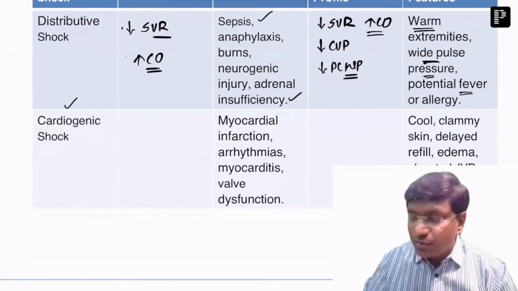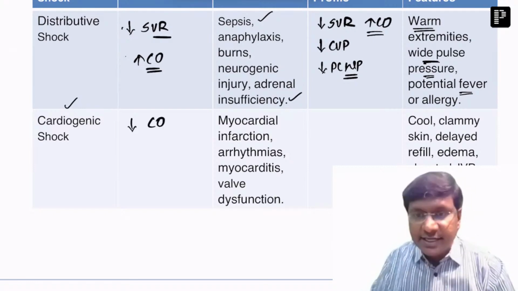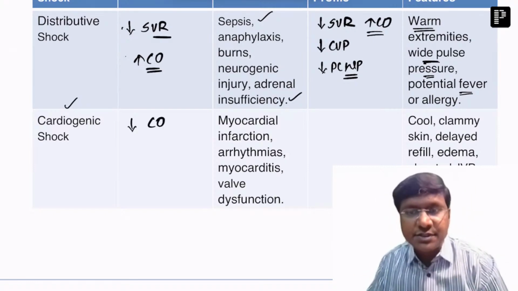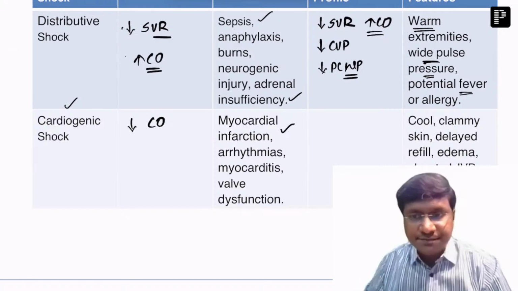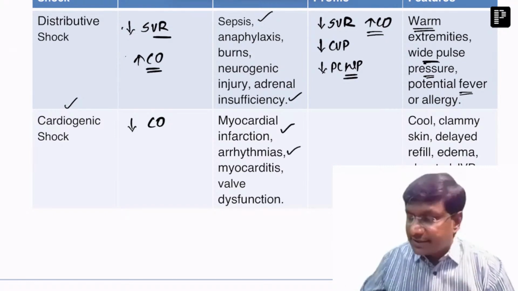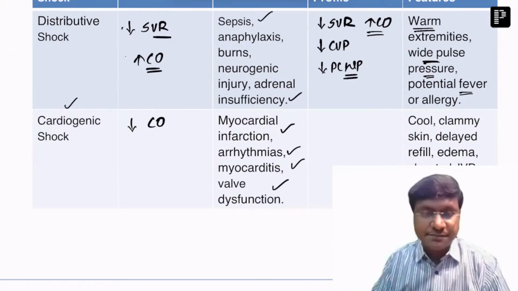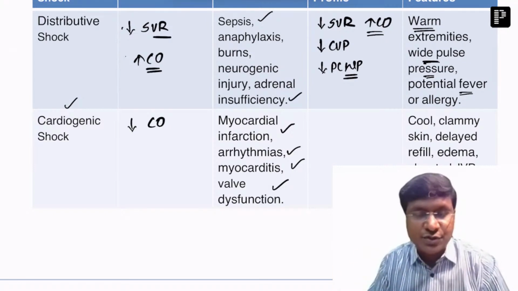Then coming to the cardiogenic shock. In cardiogenic shock, there will be reduction in the cardiac output. What could be the reason? Due to impairment of the cardiac function. Now, what are the causes for cardiogenic shock? That includes myocardial infarction, arrhythmias, myocarditis, as well as the valve dysfunction. So these are all the etiologies for cardiogenic shock, which I have already told you during the pathophysiology also.